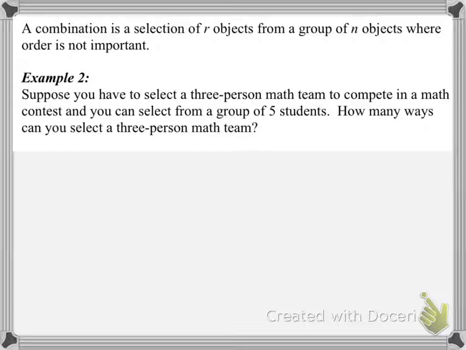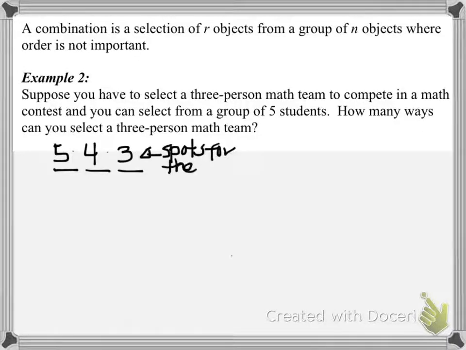Here's an example. If you're selecting a 3-person math team to compete in a math contest, and you can select from a group of 5, how many ways can you select the 3-person math team? This indicates it doesn't matter what order they're selected in, as long as you have 3 people. Same idea as permutation: there are 3 spots for this team, and 5 to select from. For the first spot you have 5 choices, then 4, then 3. The spots represent the team, and the 5, 4, and 3 are the number of students you have to select from.